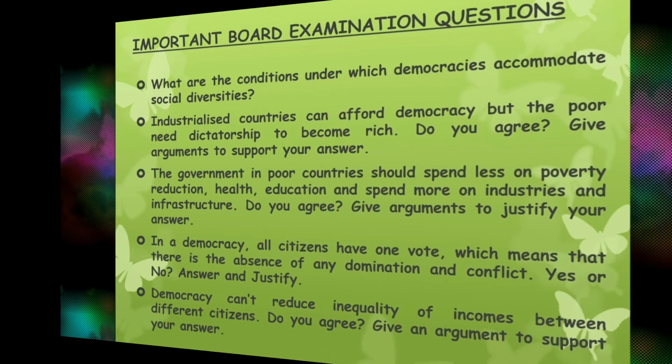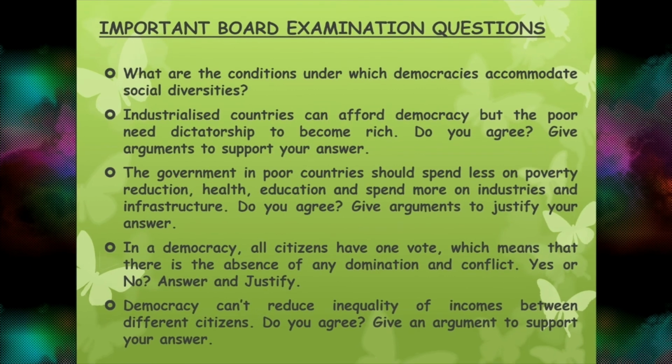We have some of the important board questions to be discussed from the same topics. Question number 1, what are the conditions under which democracies accommodate social diversities? Question number 2, industrialized countries can afford democracy, but the poor need dictatorship to become rich. Do you agree? Give arguments to support your answer. Question number 3, the government in poor countries should spend less on poverty reduction, health, education, and spend more on industries and infrastructure. Do you agree?